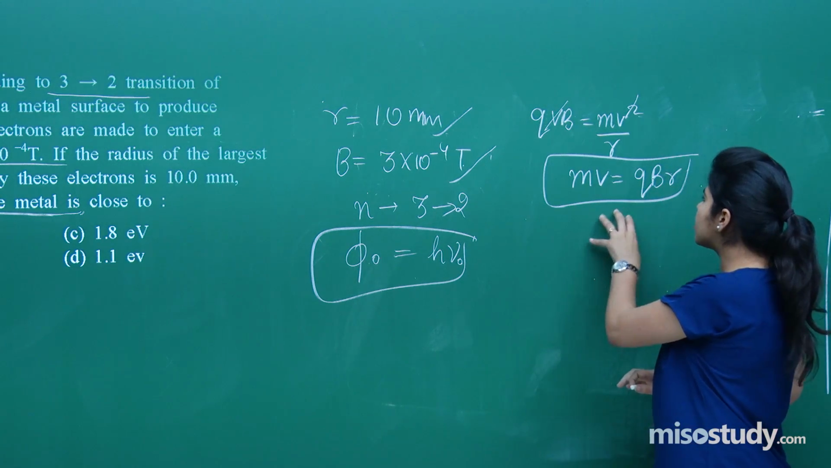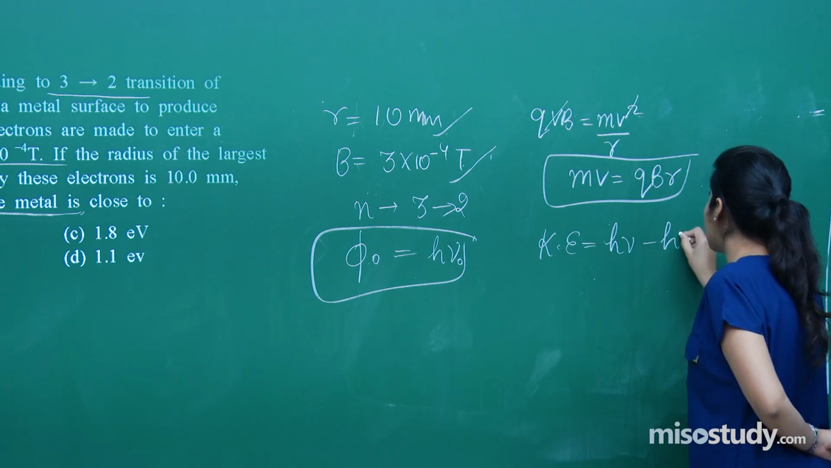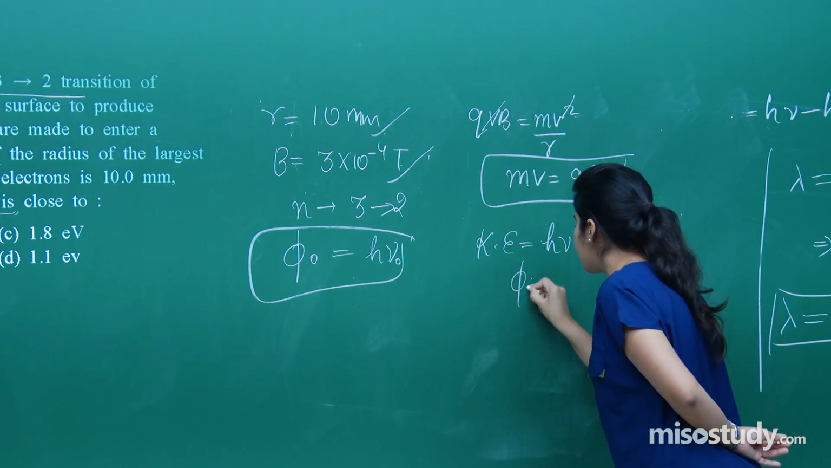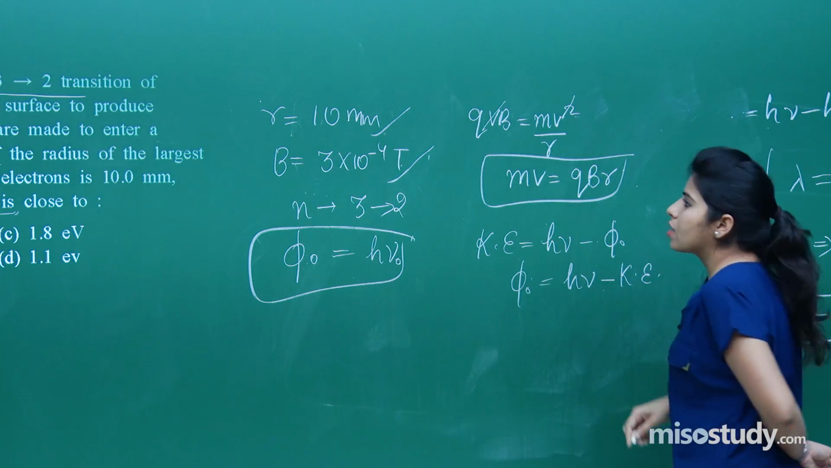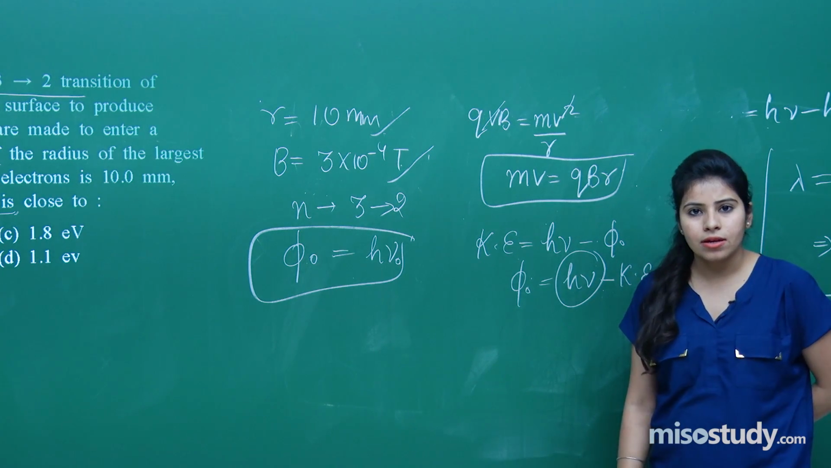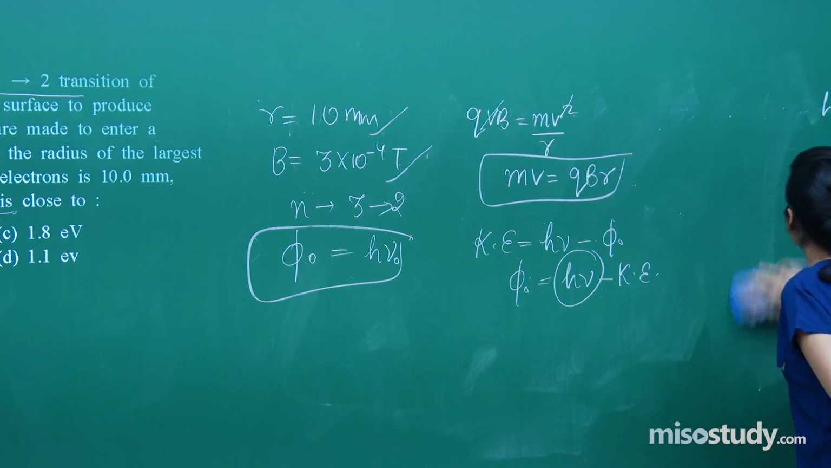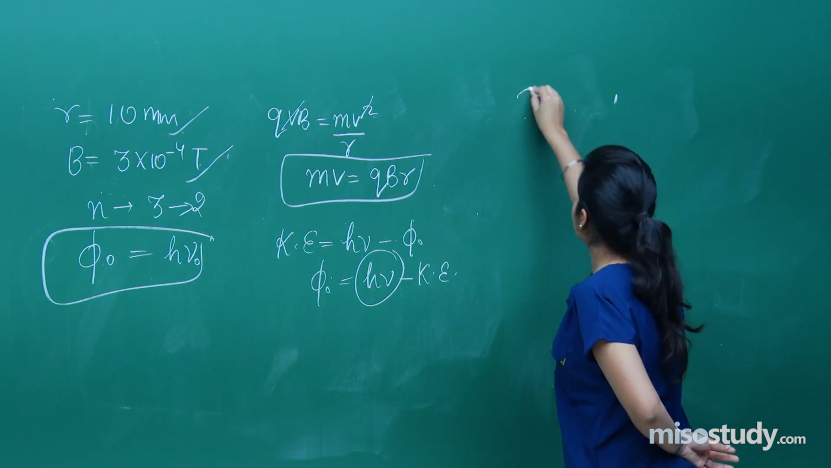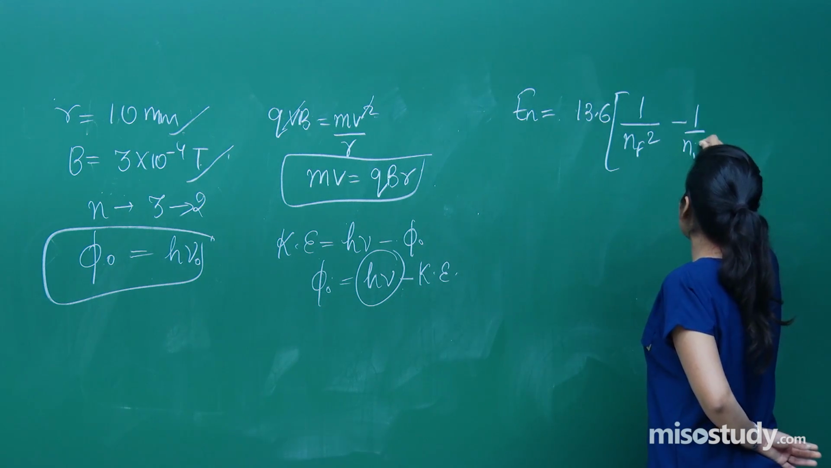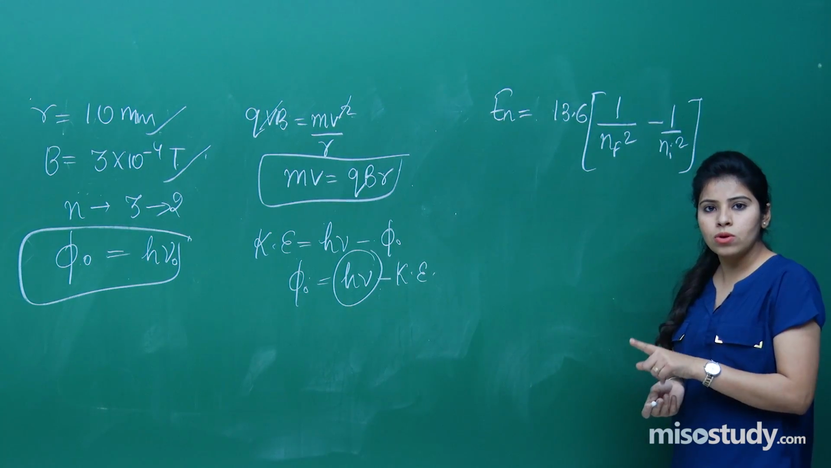Now, to find the work function, I will be using kinetic energy equals h nu minus h nu naught, or you can write this as phi naught simply. To find phi naught, we can have h nu minus kinetic energy. To find this h nu, I can do one thing. Because I have been given this transition, I will be finding the energy from here. So the energy that will come out, we know that E equals 13.6 into 1 by nf squared minus 1 by ni squared. nf is the final orbit, ni is the initial orbit. So our final orbit is 2 and initial was 3.